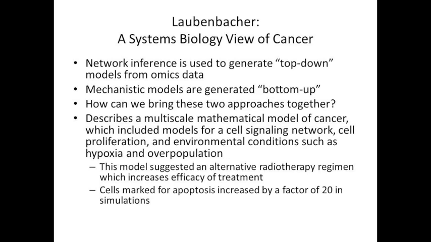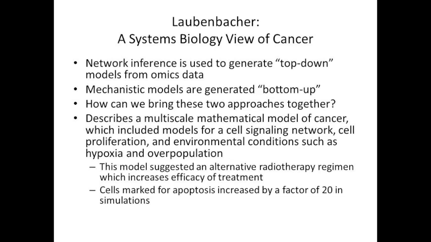And then he goes on to describe a multi-scale mathematical model of cancer, which included three different models: cell signaling network, cell proliferation, and environmental conditions. And what this model showed is that in radiation therapy for cancer, the radiation damages the DNA of the cancer cells, causing them to go into apoptosis. But treatments are usually given on a 24-hour basis, and if you treat cancer on a 24-hour basis, eventually the cells in the center go hypoxic and they stop being affected by the radiation.